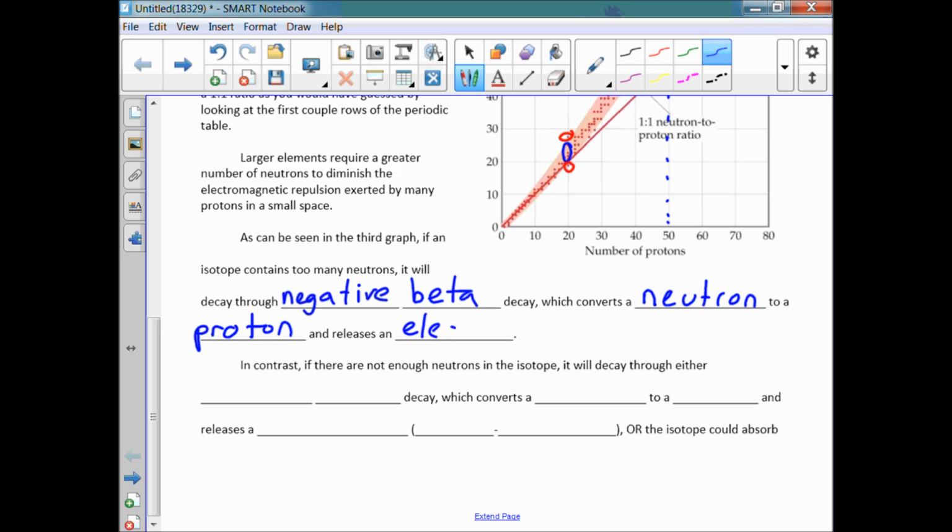So do we have to refer to it as negative, not just beta decay? Yeah, probably, because there's positive beta decay as well.